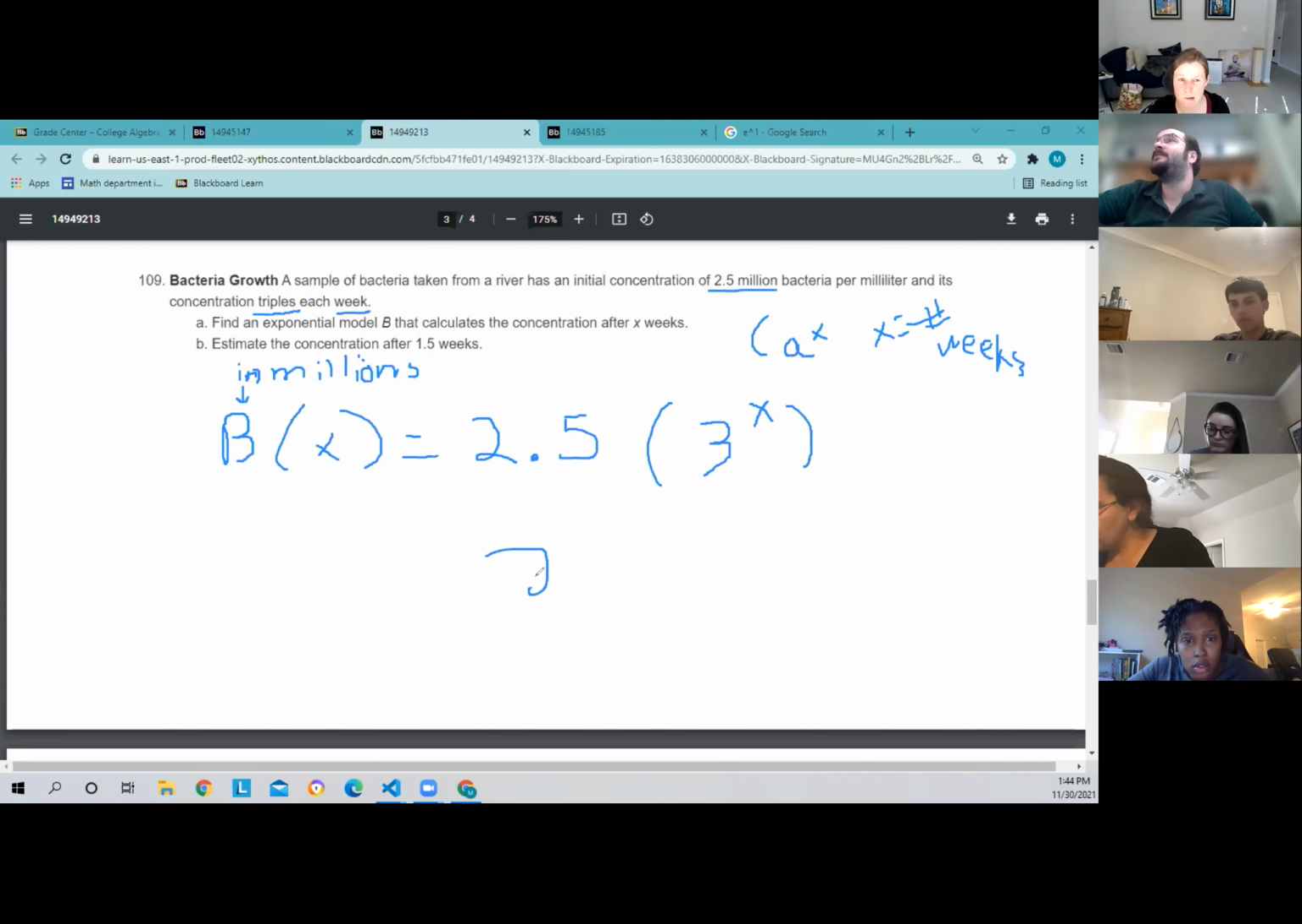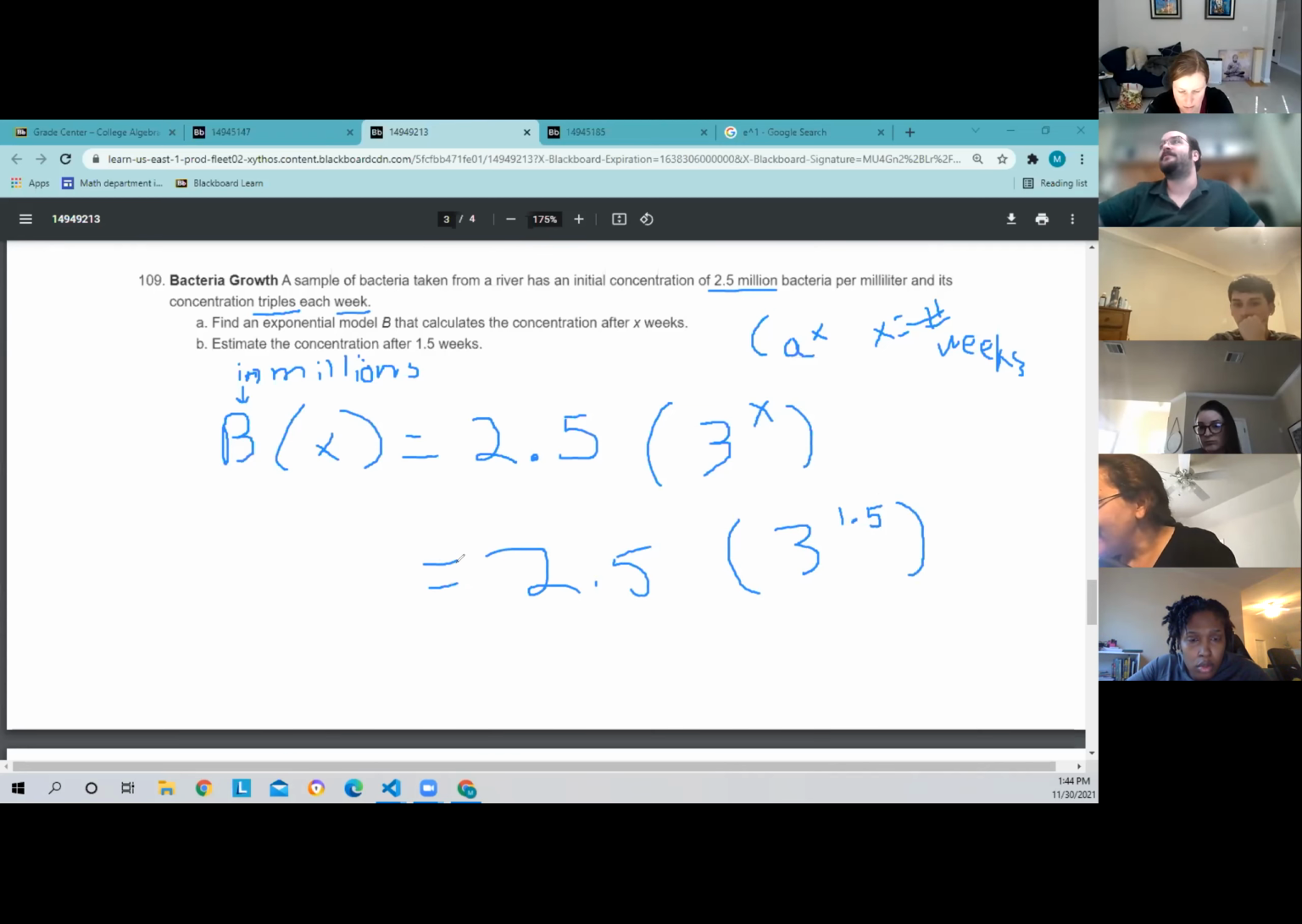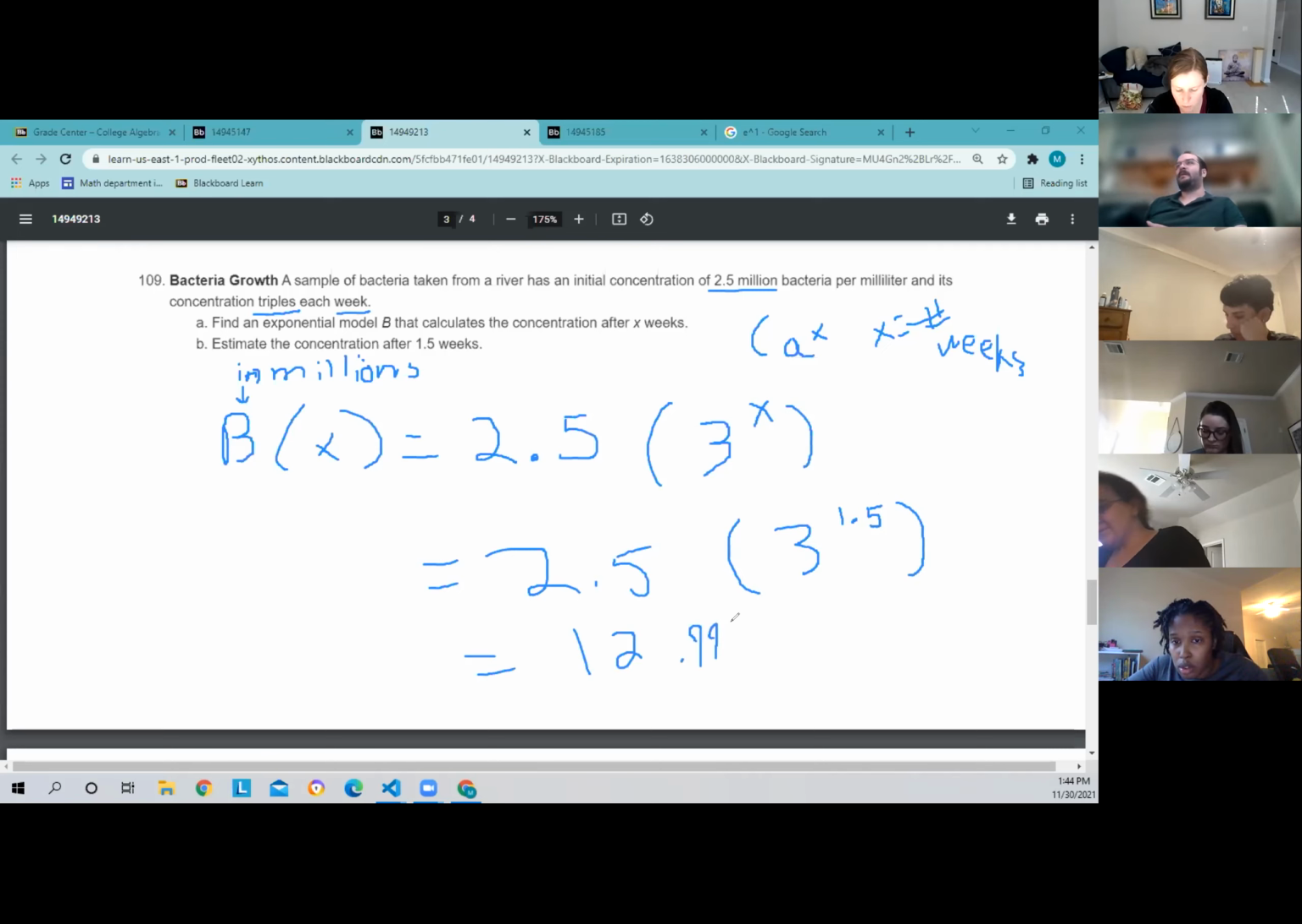So we're plugging in, what'd you say? The number of weeks, 3 to a fractional power. Yeah. So definitely doing this in my calculator. So 3 to the 1.5. And then we multiply that by what? 2.5? Yes, million. You should be getting something like 12.99, it's 13. There's about 13 million bacteria there.